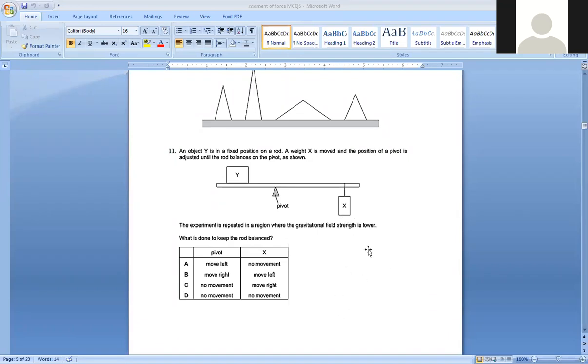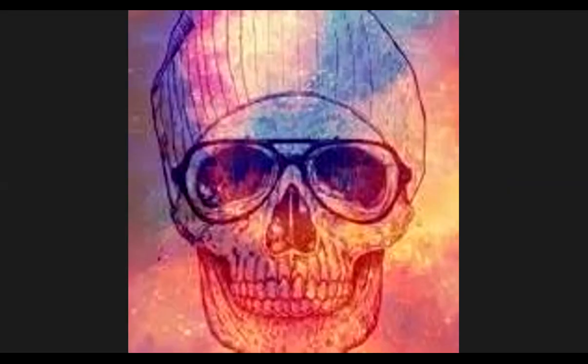Okay, the experiment is repeated in a region where gravitational field strength is lower. So gravitational field strength affects the weight of the objects. So if the weight of the x decreases, the weight of y also decreases proportionally. So we don't need to make any change to keep the rod balanced. So remember, if the weight of x becomes half, the weight of y also becomes half. It decreases proportionally.